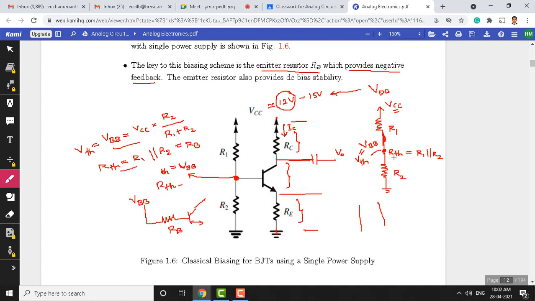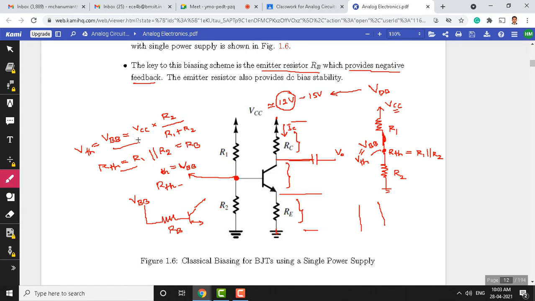I hope you understood how to apply the voltage division rule and find out the Thevenin's voltage at this point, VBB. It's very simple. This is the voltage division rule. Everybody is familiar with it. I hope you have done this many times in network theory, right? I don't want to go back and find out.